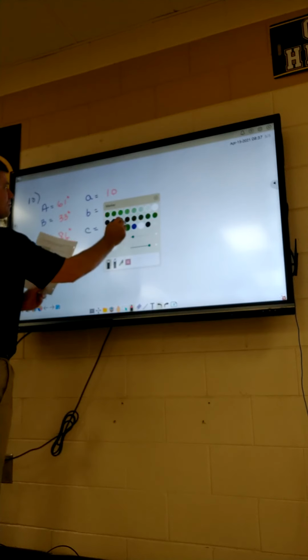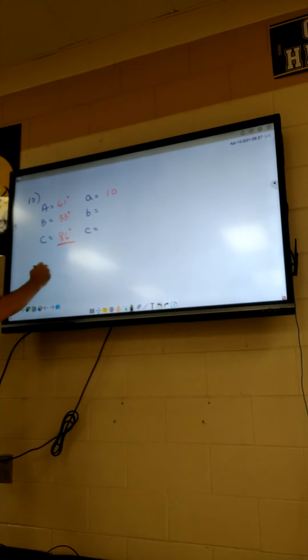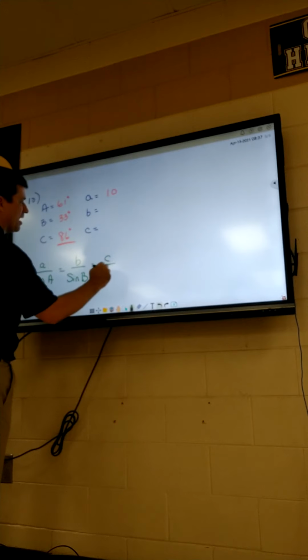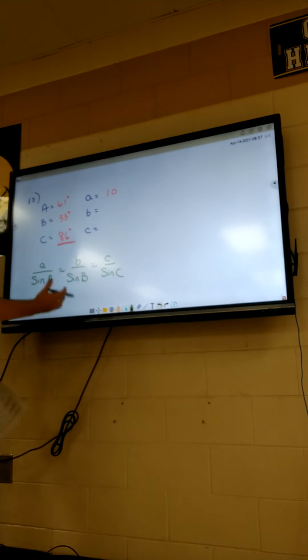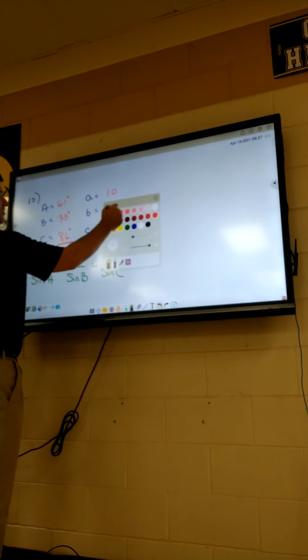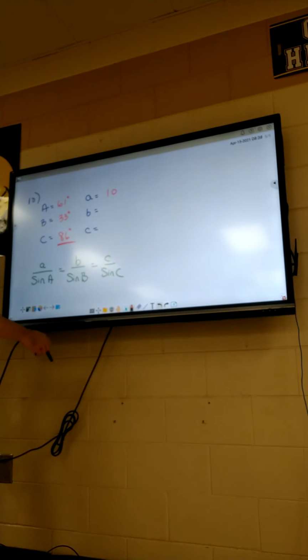Y'all can see it. It says little a over sine of capital A, little b over sine of capital B, and little c over sine of capital C. All right, so this is the way you got to do it if you don't have a right triangle. Most of y'all thought this was easier than doing the right triangle stuff anyway. All right, Hope, do you remember where you have to start on these?